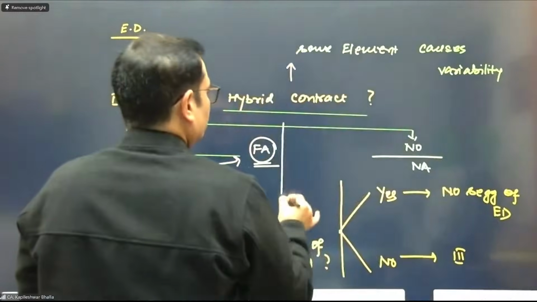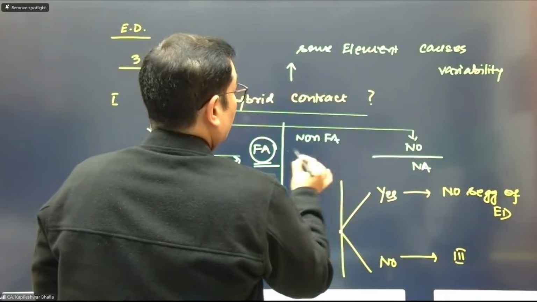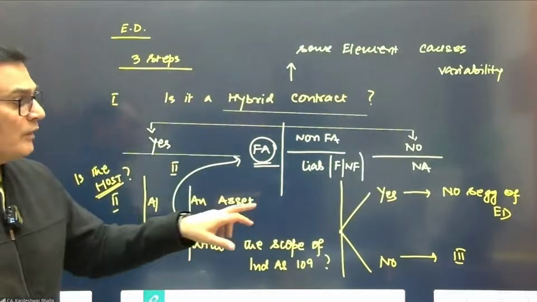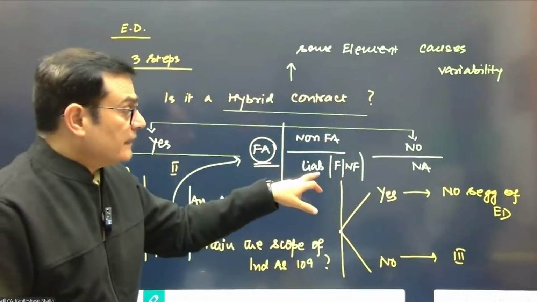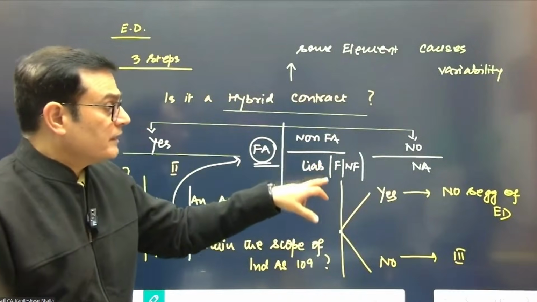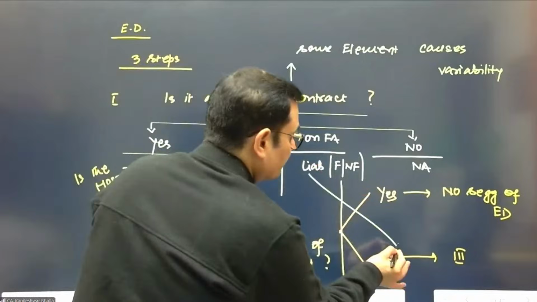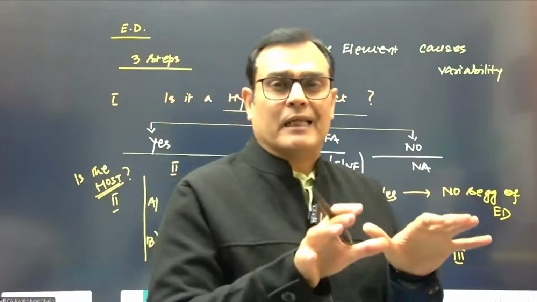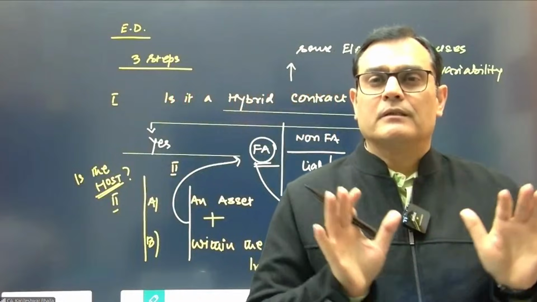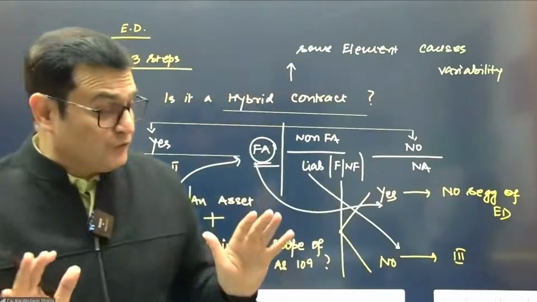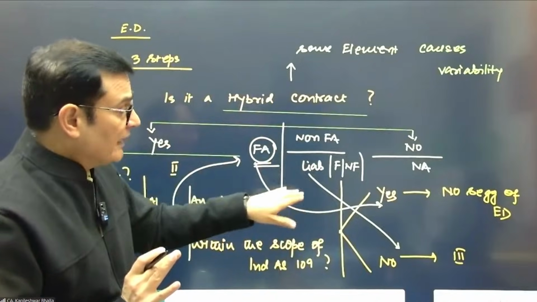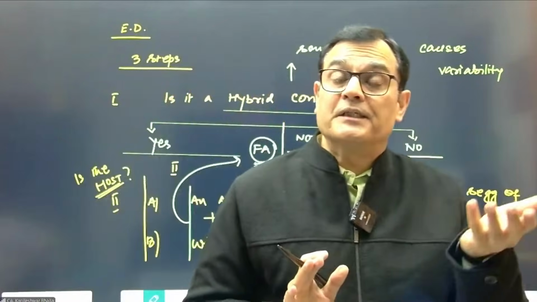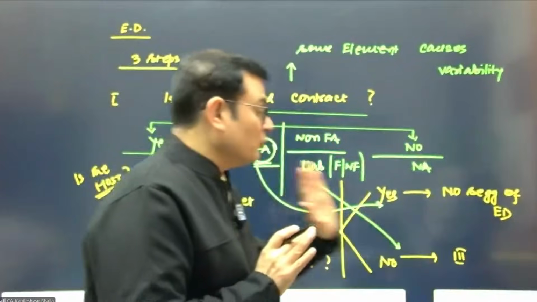More or less, non-financial assets and liabilities, whether they are financial or non-financial, will never pass this step. You will always get an answer no. Per se, liabilities and non-financial assets will get into this no. And if it is a financial asset, it will typically get into this yes. So if it is a financial asset within the scope of the standard, the ED is not required to be segregated. But if it's not an asset, maybe it's a financial liability, it may be within the scope of the standard, but it's not an asset. So for a financial liability or non-financial assets, you go to step number 3.